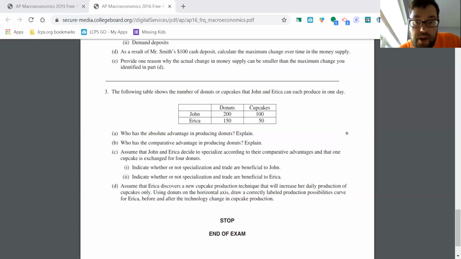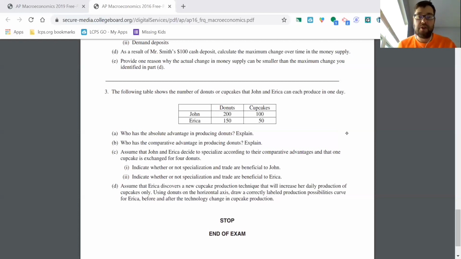So assume that John and Erica decide to specialize according to their comparative advantages. So they're going to produce all of whatever good they have the comparative advantage in, and then presumably they're going to trade, and they actually give us the exchange ratio, right? 1 cupcake for 4 donuts. And then they ask us, part 1 here, indicate whether or not specialization and trade are beneficial to John, and same thing, beneficial to Erica.